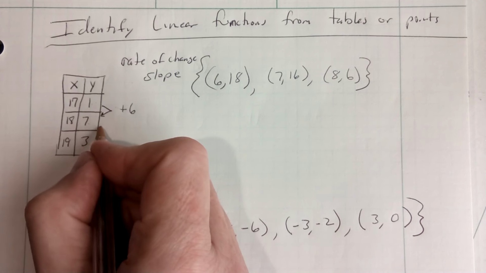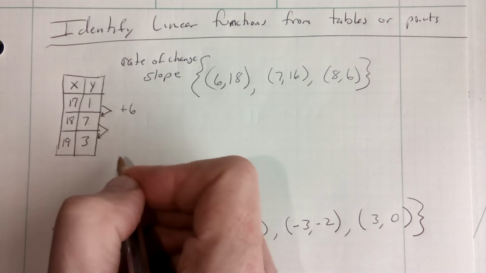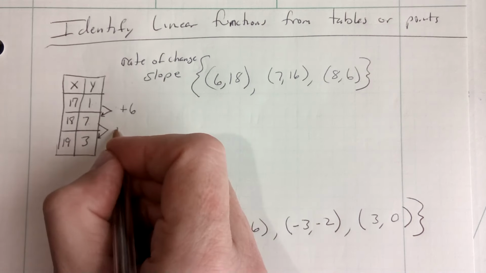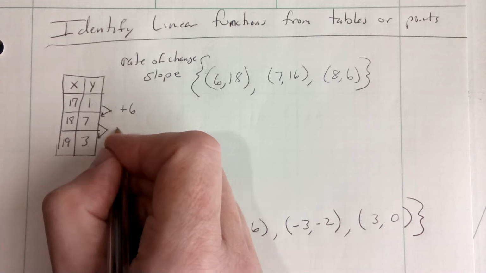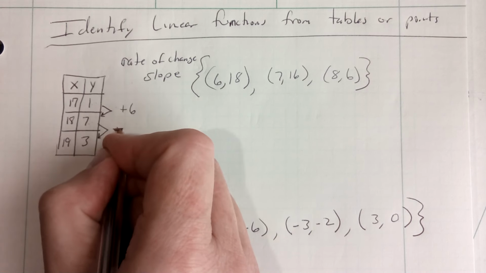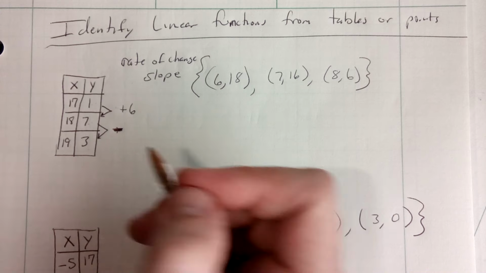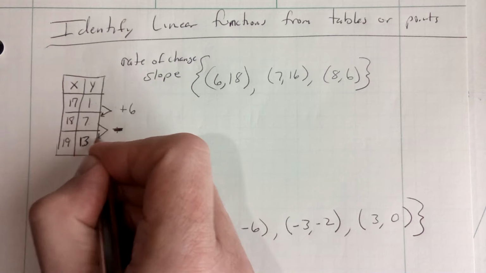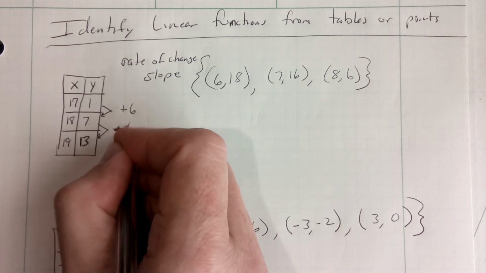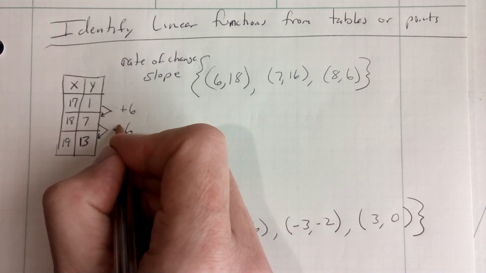Going from this point here, 7 to 13, I have an increase of, actually, it's a decrease of, did I write that down right? I think that was supposed to be a 13. Yeah, it's an increase, again, of 6. Yeah, that was supposed to be a 13. So it's an increase of 6.